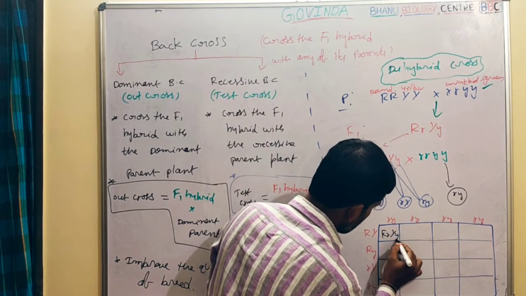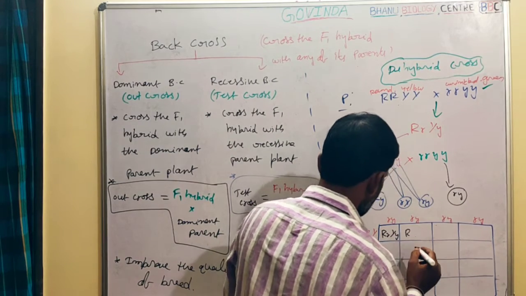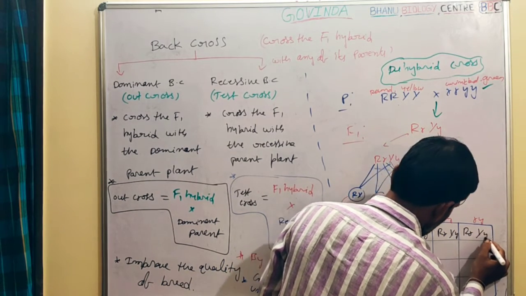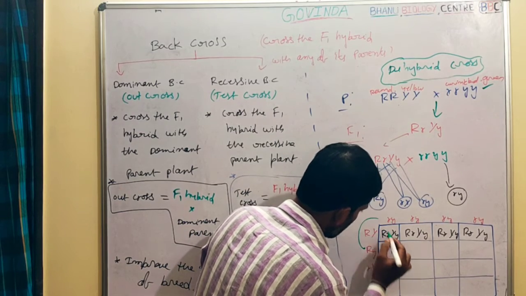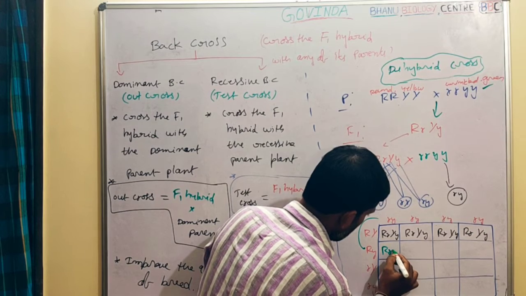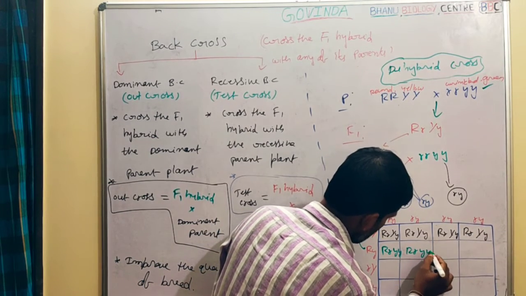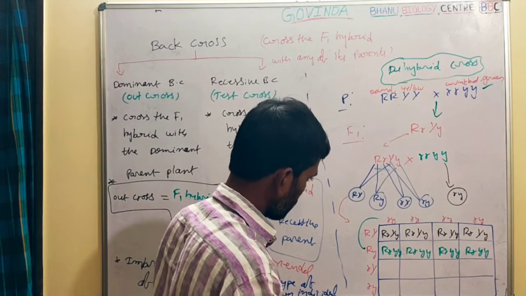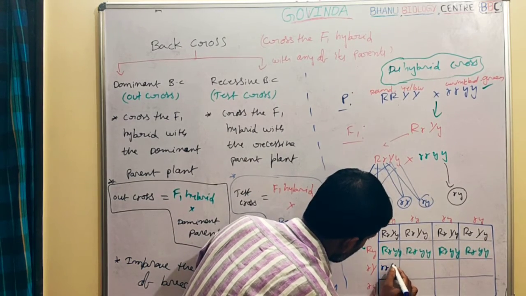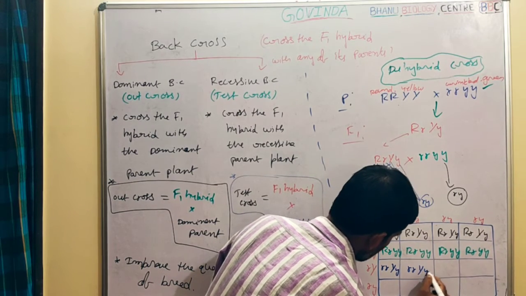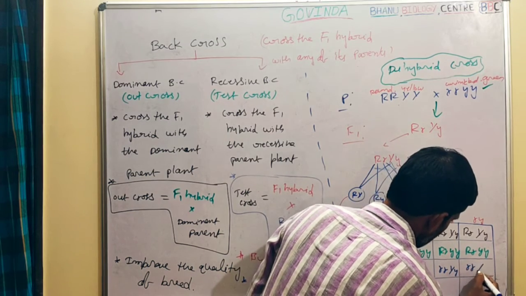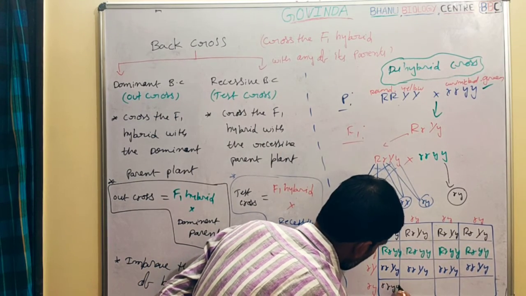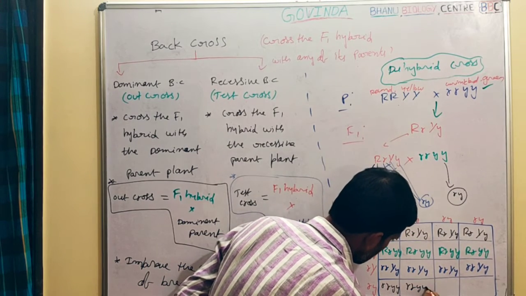Capital R, small r, capital Y, small y, and the same in the first row. Next, capital R, small r, small y, small y. All are the same in this row. Next, small r, small r, capital Y, small y, and all are the same in this row. Then lastly, small r, small r, small y, small y, the parental type. All are the same in this row also.